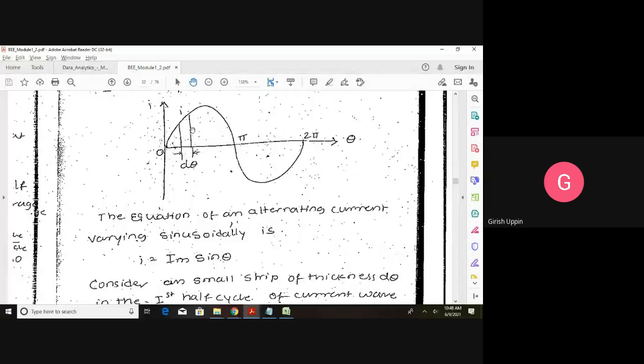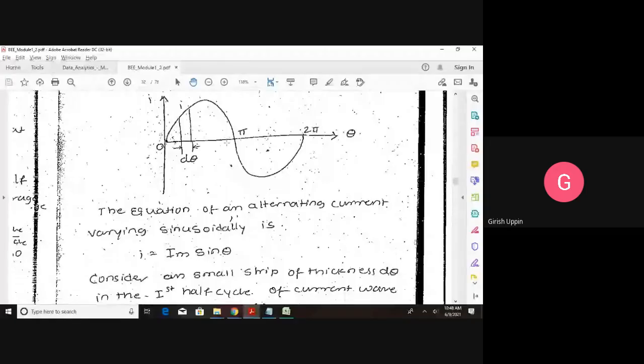So once I have this strip, the area is i into d theta. If I integrate i d theta over the period from 0 to pi, then I will get the complete area. That is how the derivation is done, and this derivation is very important from the exam perspective.